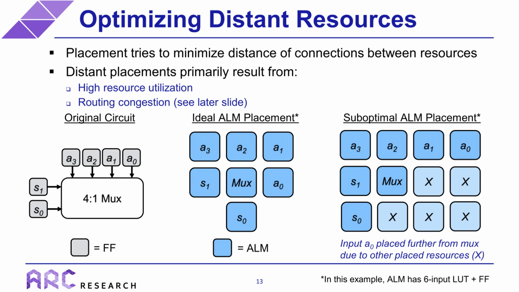So the figure on the right shows an example of this where ALMs from other components, which are shown as X's here, interfere with the placement of the 4-to-1 mux, which then pushes the A0 input further away from the placement of the mux, which increases the interconnect delay after routing. A second cause for distant placements is the placer anticipating a large amount of routing congestion and spreading things out accordingly, which I'll come back to on a later slide. So for now, we're going to focus on this resource utilization problem.